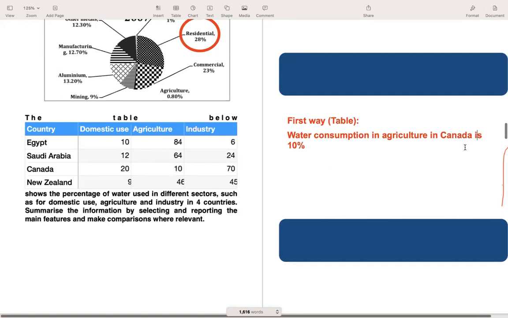Why is it "is" 10%? Because no year is given. When years are given, we use past tense. When years are not given, we use present tense. Okay, sir. Is it clear?